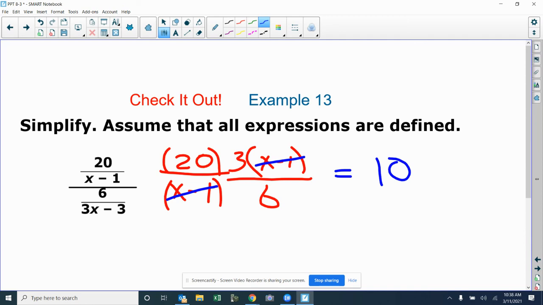Does it ever matter what I put in for x? What if I put 1,000 for x? What's the outcome going to be? And what if I put 5 in for x? What's the outcome going to be? 10. It does not matter what I put in. The outcome is always going to be 10. Questions here?